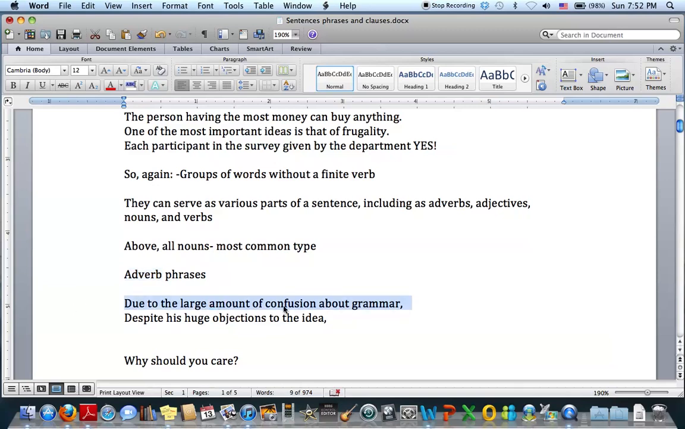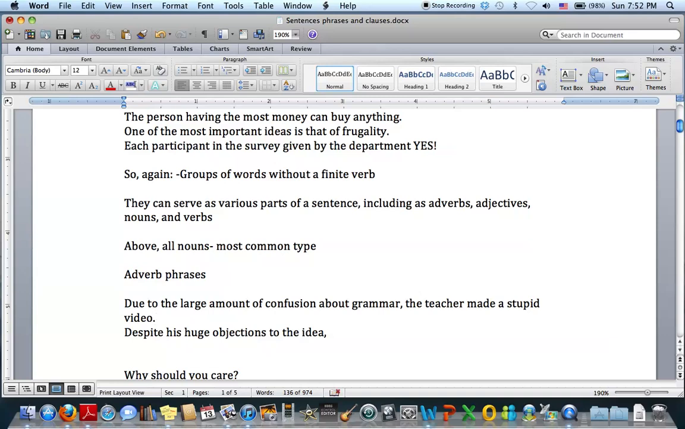Due to the large amount of confusion about grammar. Okay, so we're saying here's a reason right here. I'm saying due to the large amount of confusion about grammar. Well, due to this what? We need to have a full independent clause after this to complete the sentence. So I could say due to the large amount of confusion about grammar, the teacher made a stupid video.